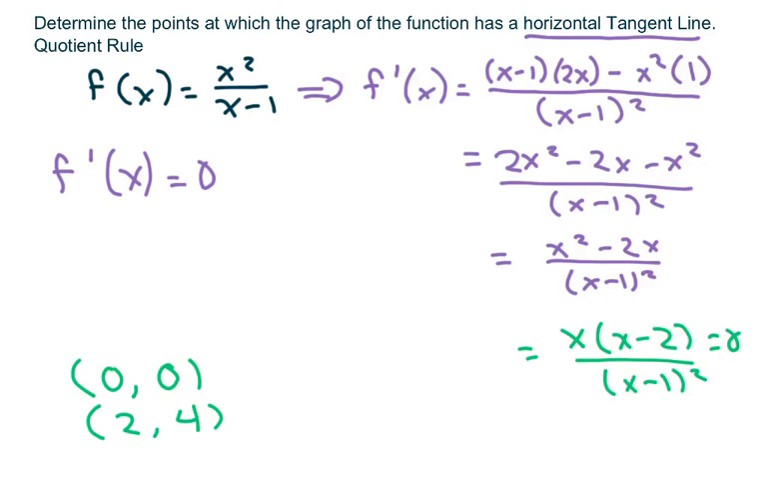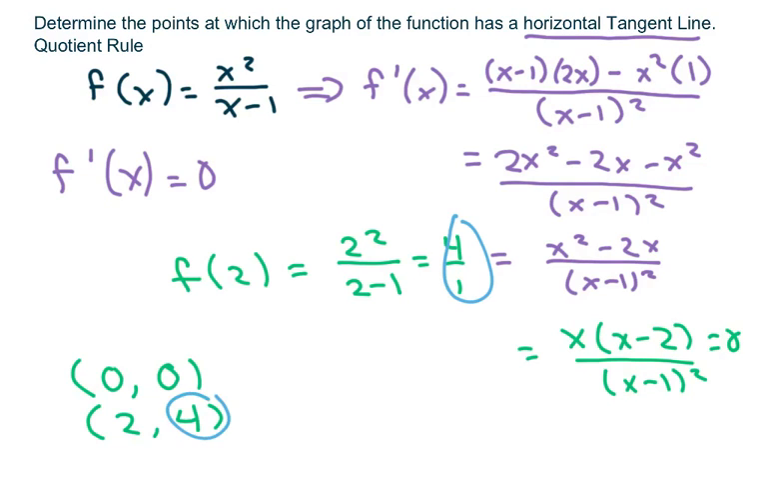And all you're doing is you're plugging in, for example, (0, 0) is easy, but you plug in your 2 up here, f of 2, and that would give you 2 squared over 2 minus 1, so that would be 4 over 1, and that's what gives you the 4. You plug it back into your original equation.